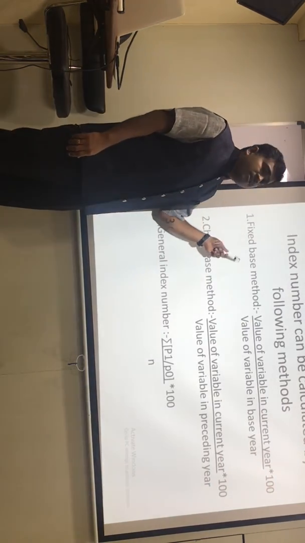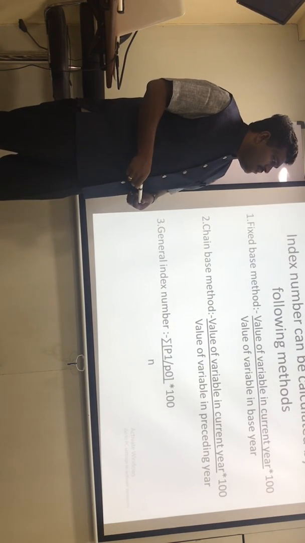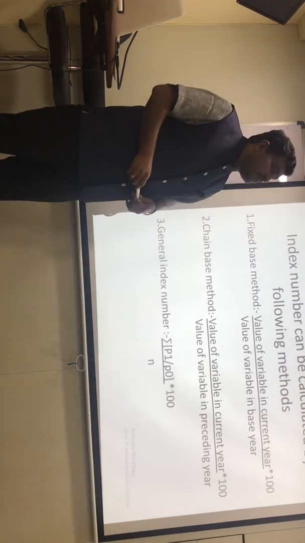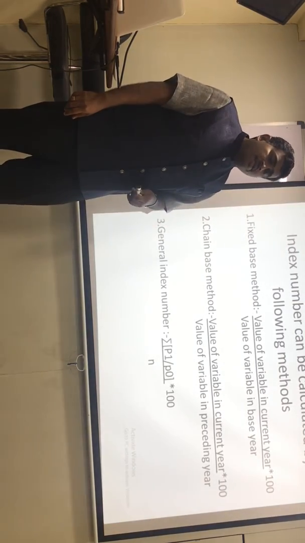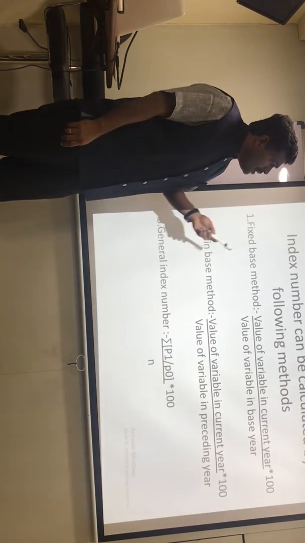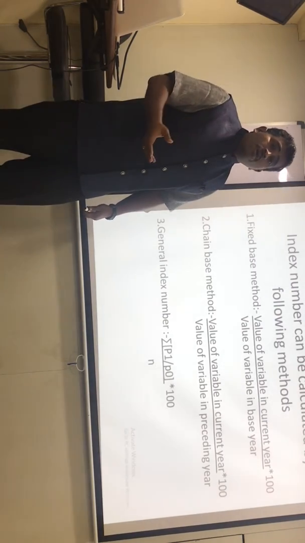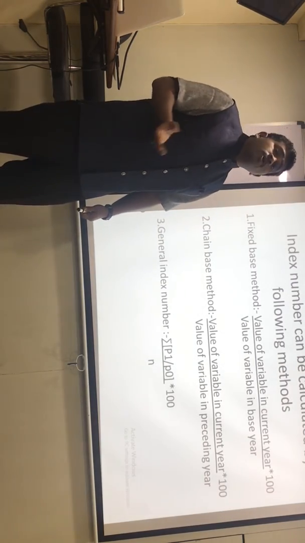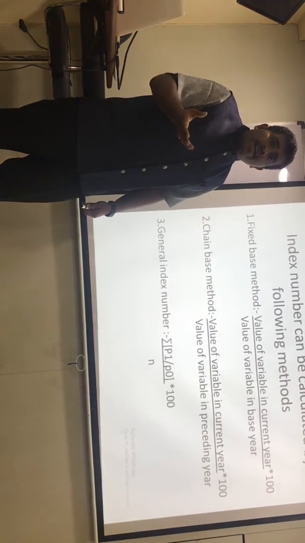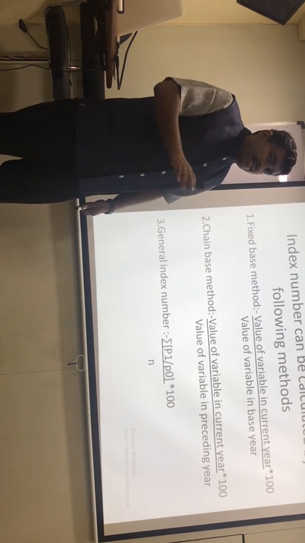The first is the fixed base method. The formula is value of variable in current year upon value of variable in base year, into 100. 100 means what? Because we have to show the fixed base method answer in percentage. Index number is measured in percentage, right? Now variable means what? As I said in the explanation, it can be price of petrol, wages, production, import or export of a particular country, figures of COVID-19 of a particular country. All these things come in variable. I think it's a little bit clear to you.